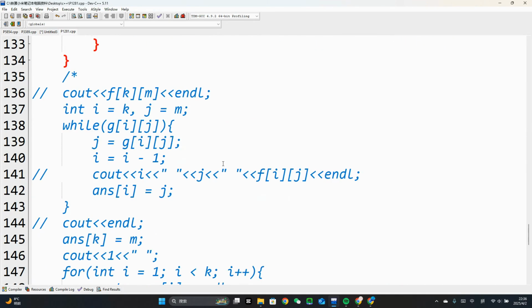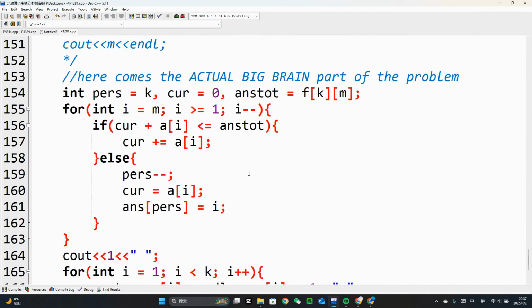But how do we find the optimal distribution without using Gij? Well, a very big brain idea in this problem is that if greedy from front to back works, then greedy from back to front also works. I know none of you understand what I just said, so let's just take a look at my code.